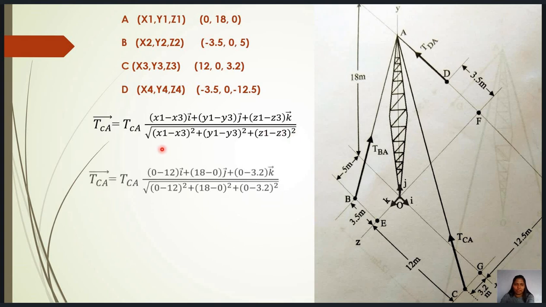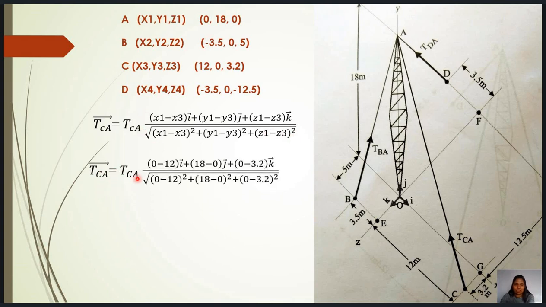So let us find that. T_CA vector is equal to T_CA into this unit vector. x1 minus x3 is 0 minus 12i, then 18 minus 0j and 0 minus 3.2k, with the square root of that whole term.